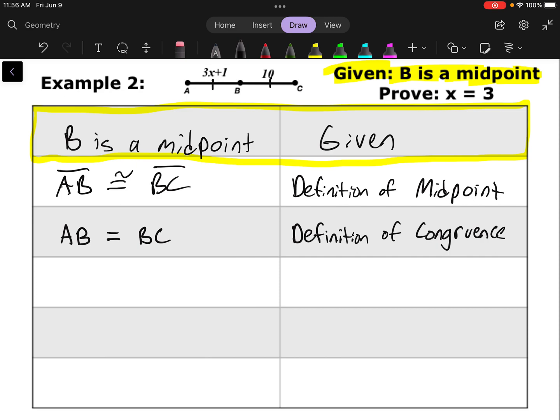And the reason that I did that is because I know what the length of AB is. It's on the diagram, right? The length of AB is 3x plus 1. And I know what the length of BC is. It's also on the diagram. It's 10. So what I'm doing here is I'm substituting in the values of AB and the value of BC. So this is the substitution property.